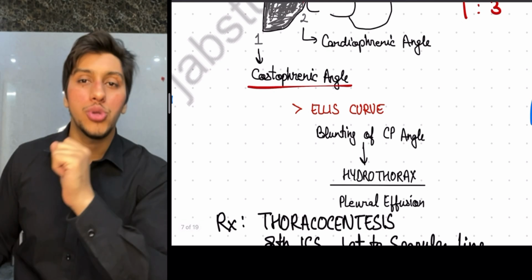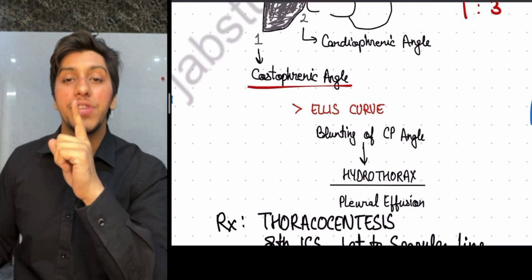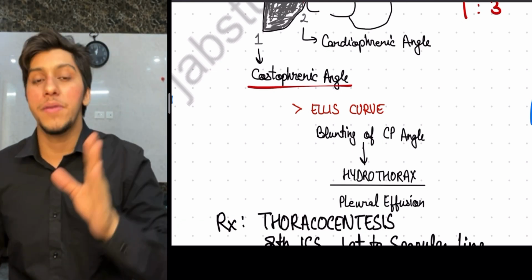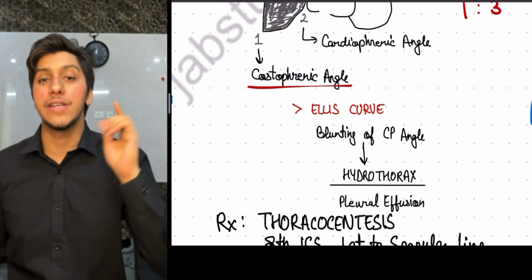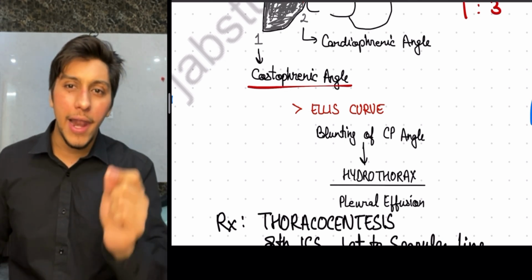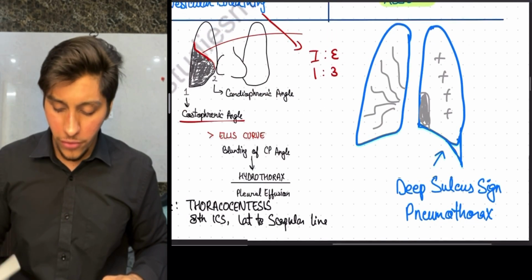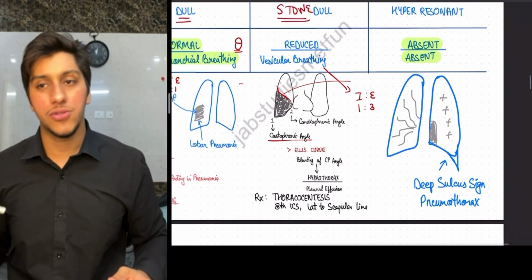And where do you do thoracocentesis, guys? You do it in the 8th intercostal space, lateral to the scapular line, not medial, lateral to the scapular line. What I said, 8th intercostal space, lateral to the scapular line. All right. Next, guys, again, we have already discussed pneumothorax. Management also is done.